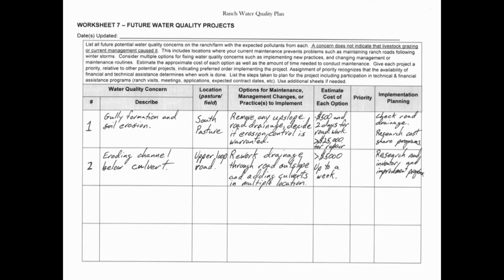The cost for this work will depend upon the length of the road needing to be changed, and as a result, the amount of material needed will also be influenced by the amount of road needing to be changed. Be sure to consider the cost of any heavy equipment operation needed for road improvement work. As a starting point, we're going to put about $5,000 and up to a week of work.